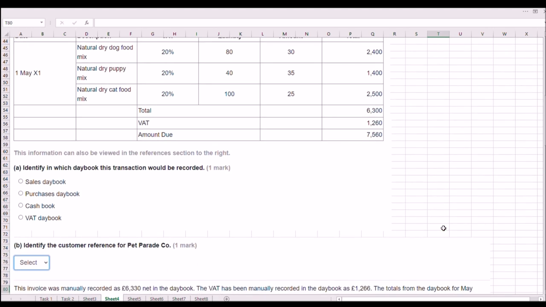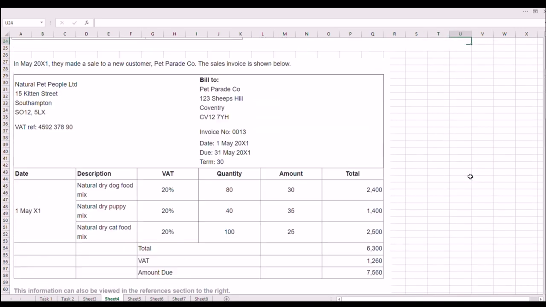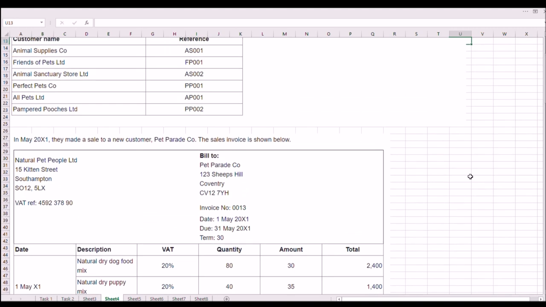Okay, so I select the customer reference for Pet Parade coding. So this is a coding question in here. Our codes are alphanumeric codes. We've got the first two letters, it looks like. Yeah, so AS, FP, AS. The first two letters, and then we've got some numbers afterwards.